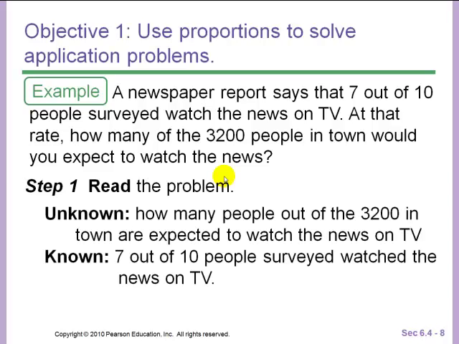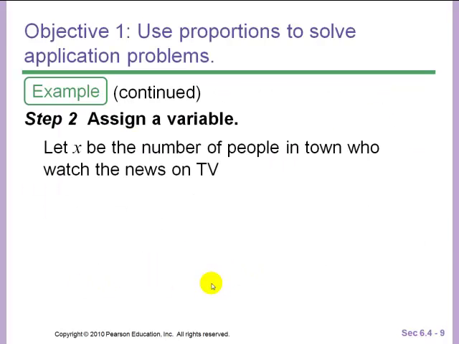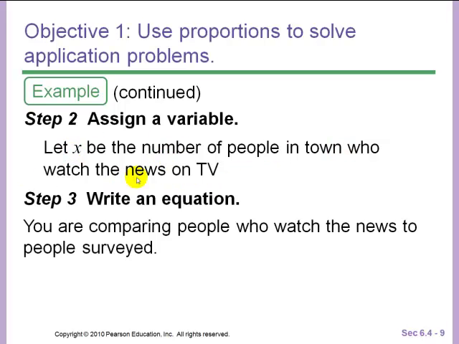So let's identify our unknown and our known. Our unknown is how many people out of the 3,200 in town are expected to watch the news on TV. What is known is that in a smaller survey, 7 out of 10 people watch the news on TV. So we will let X be the number of people in town who watch the news on TV, since that is our unknown. When we're writing our proportion, we have to, again, note what we're comparing.